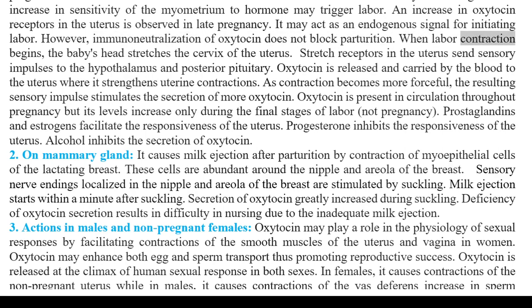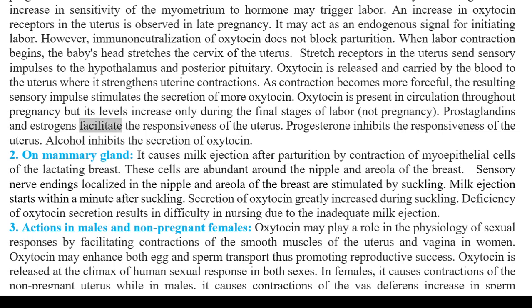When labor contraction begins, the baby's head stretches the cervix of the uterus. Stretch receptors in the uterus send sensory impulses to the hypothalamus and posterior pituitary. Oxytocin is released and carried by the blood to the uterus, where it strengthens uterine contractions. As contraction becomes more forceful, the resulting sensory impulse stimulates the secretion of more oxytocin. Oxytocin is present in circulation throughout pregnancy, but its levels increase only during the final stages of labor, not pregnancy.